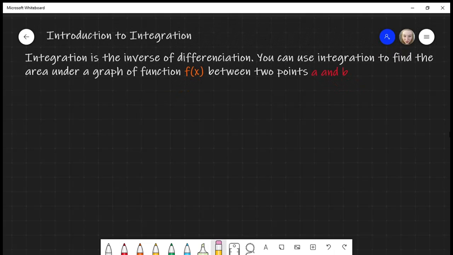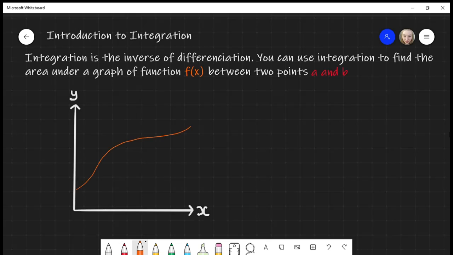Integration is the inverse of differentiation. You can use integration to find the area under a graph of a function f(x) between two points a and b. If we have an axis here, let me draw a function, and I'll label this function f(x).